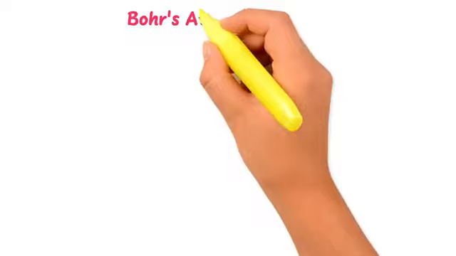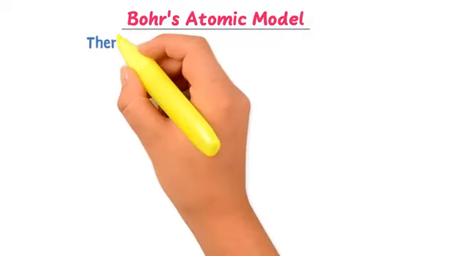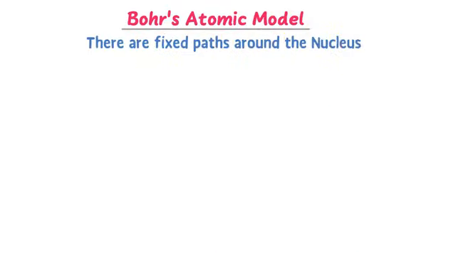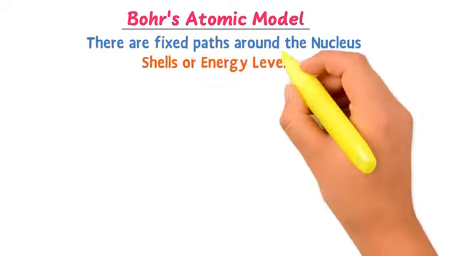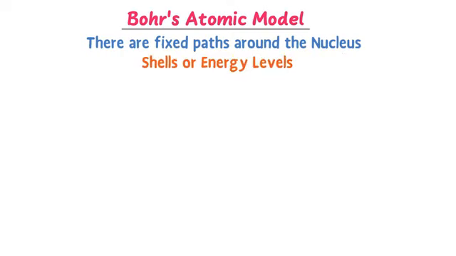According to Bohr's atomic model, there are fixed paths around the nucleus where electrons revolve. He called these paths shells or energy levels. Shells or energy levels are represented by small n.